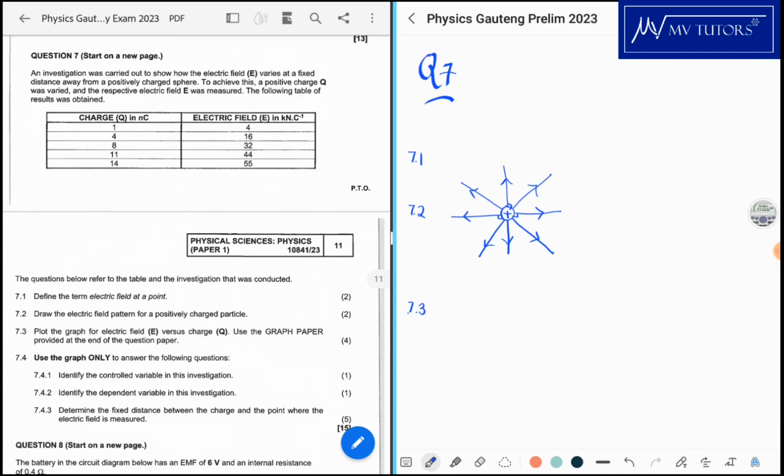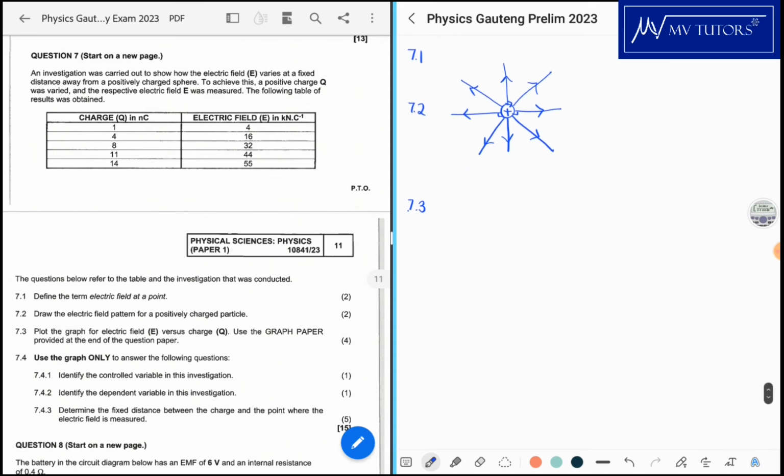Okay, so plot the graph of electric field versus charge. Use the graph paper provided at the end of the question paper. Let me just provide graph paper for myself. But which one will be on the y-axis and which one will be on the x-axis? Remember, with a charge, basically you vary the charge and the electric field is dependent on the charge. So electric field will go on the y-axis and the charge will go on the x-axis because it's independent. One thing they have kept constant here is a fixed distance. But anyway, I'm going to just pause now, get myself graph paper, and then we'll plot.